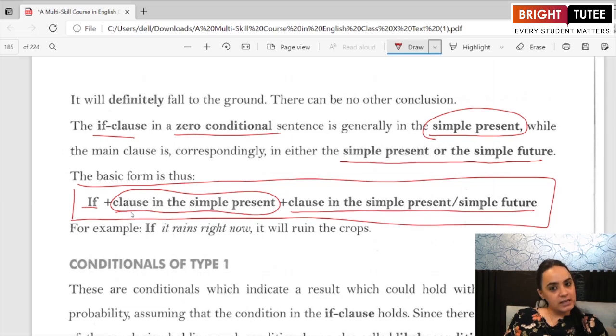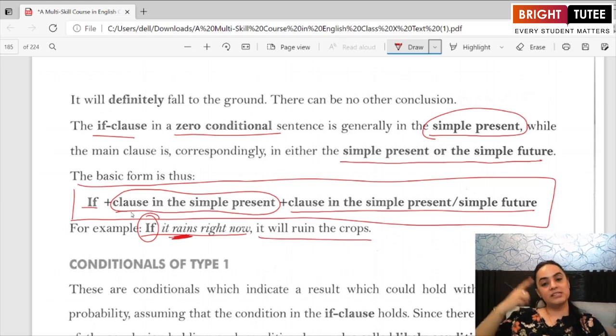Let us look at another example. If it rains right now, what is my if clause? It rains right now. It rains, simple present. If it rains right now, it will ruin the crops. This is the future. It will ruin the crops. So this is how a zero conditional is written.